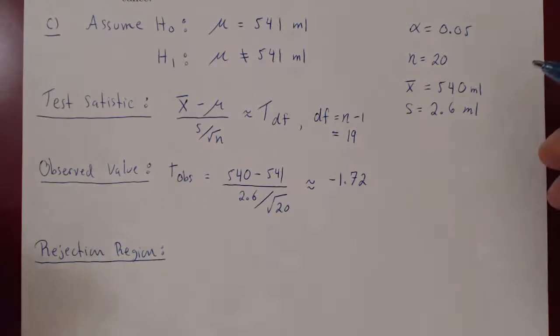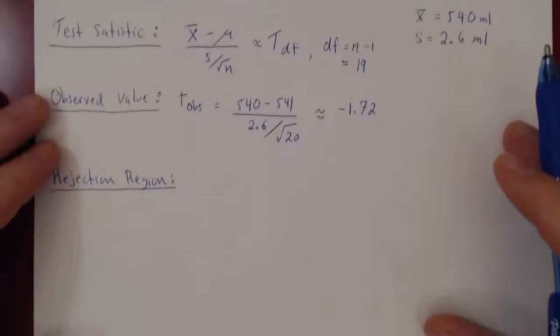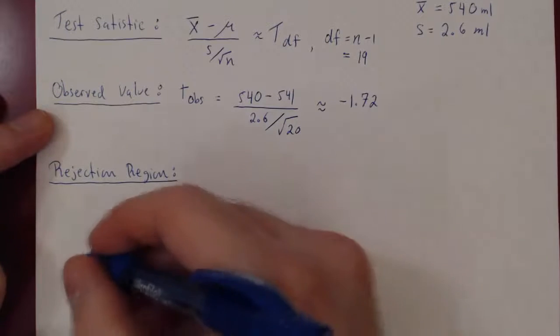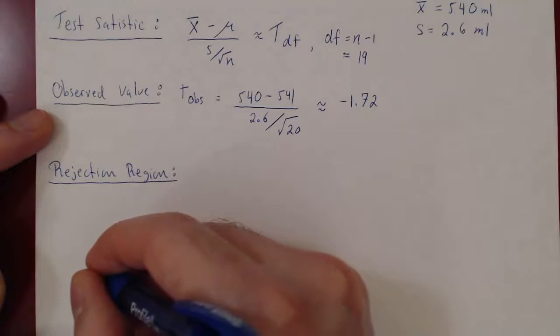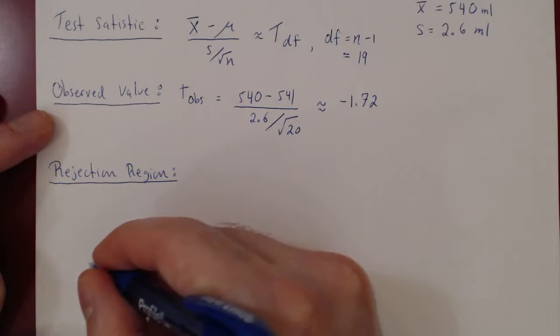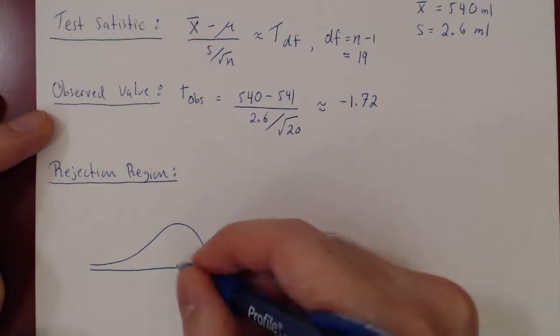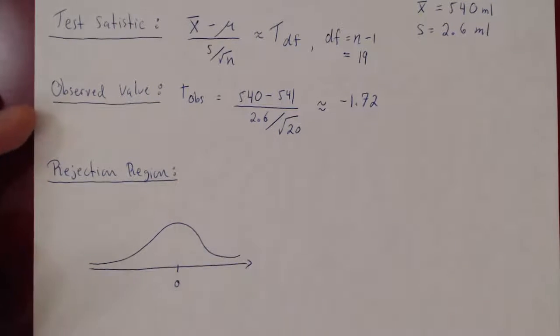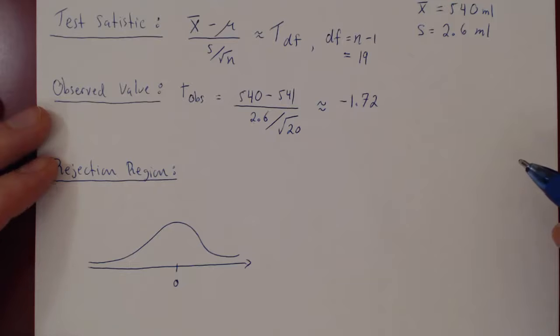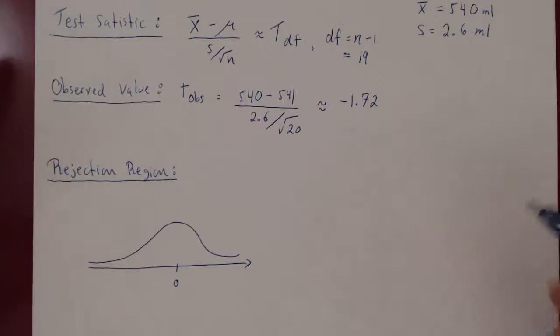Well, which distribution are we going to draw? Since we have a t random variable, we will draw the t distribution, which we know resembles the standard normal distribution. It is symmetric about the mean, and the mean being 0. The only difference between the t and the z distribution is that the z has slightly heavier tails. And here, what is our rejection region?